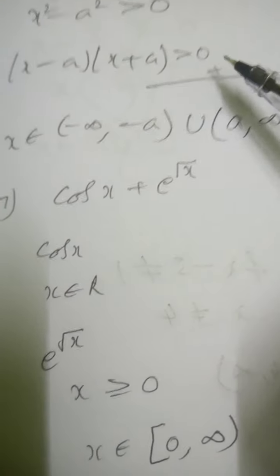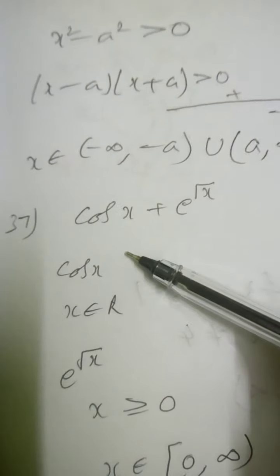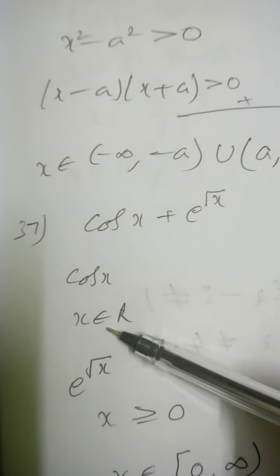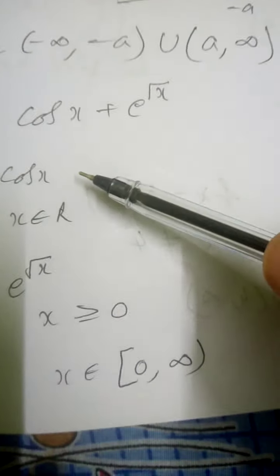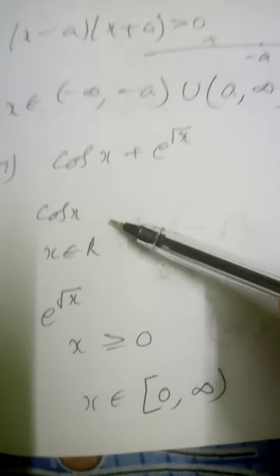Next question is cos x plus e power root x. So here what I have to do is, cos x is x belongs to R. e power root x means x is greater than or equal to 0. x belongs to 0 comma infinity.